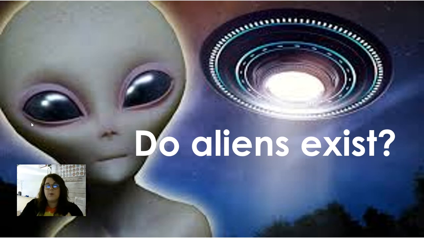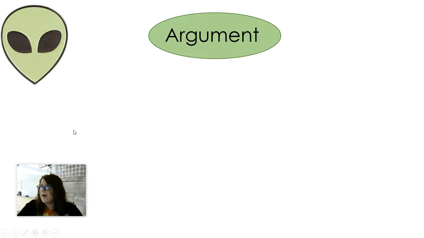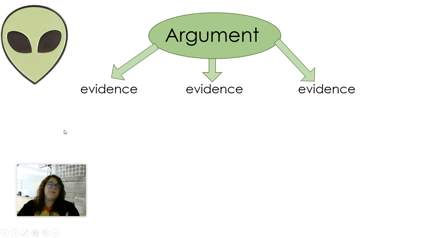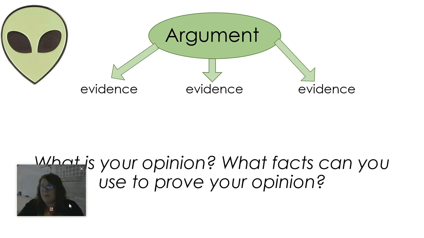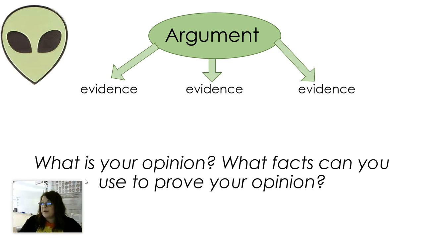So, this week we are working to answer the question, do aliens exist? And the way that we are doing this is by talking about arguments in literature. So, what do we mean by that? What is an argument in literature? Well, an argument is something that you support with evidence. You come up with an opinion and you work to support that opinion and to prove and to convince others that your opinion is correct. So, what is your opinion and what facts can you use to prove that opinion?